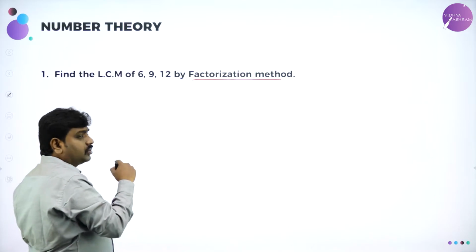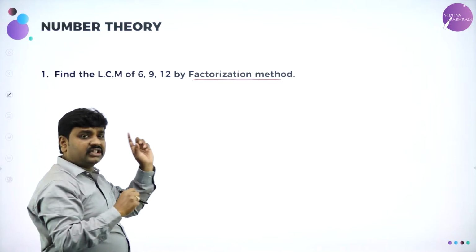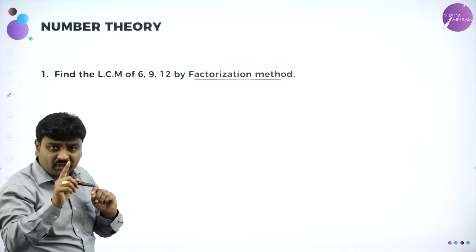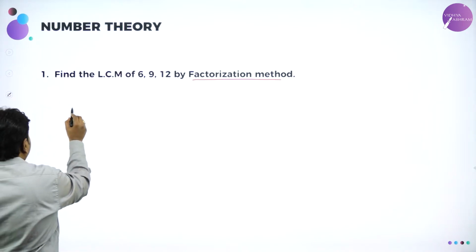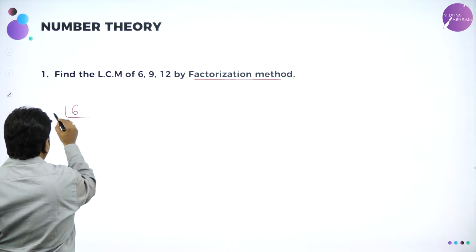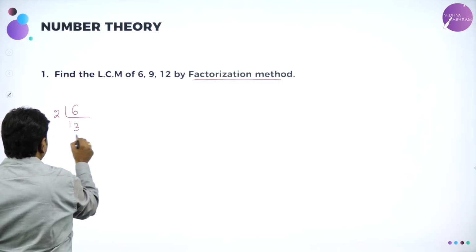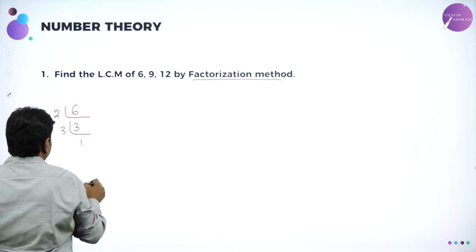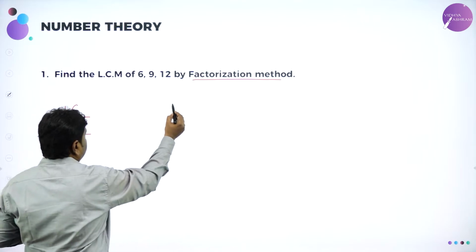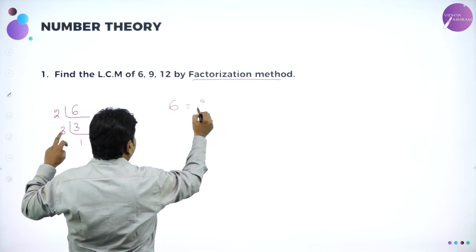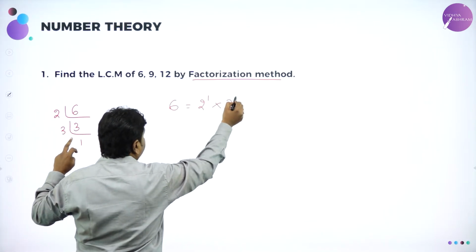So now, in order to do the factorization method, convert them into prime factors. Convert them into what? Prime factors. So now, 6 you take and do prime factorization. 2 3s are 6, 3 1s are 3. So I can write 6 as 2 power 1 into 3 power 1.